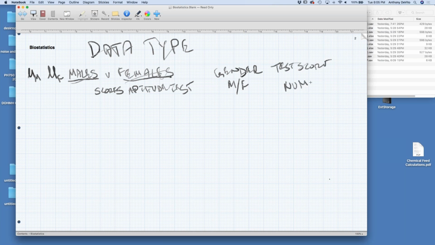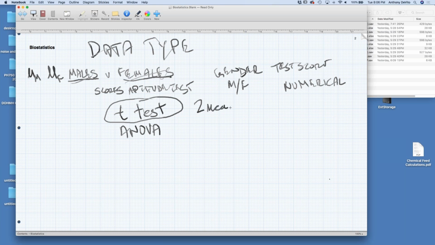So when I am comparing numerical variables, the test that I am going to be using is either a t-test or analysis of variance, ANOVA. The t-test is used when we're comparing two means to one another. Analysis of variance is when we're comparing three means or more. So if we're comparing males versus females, we're going to use the t-test.